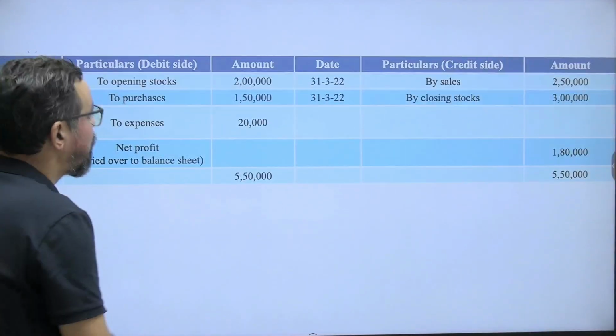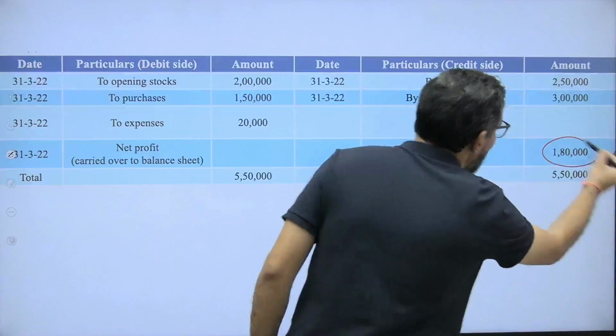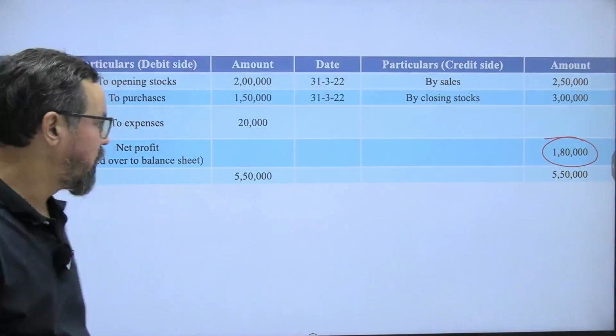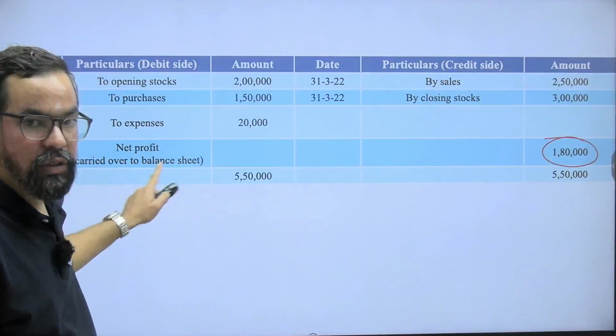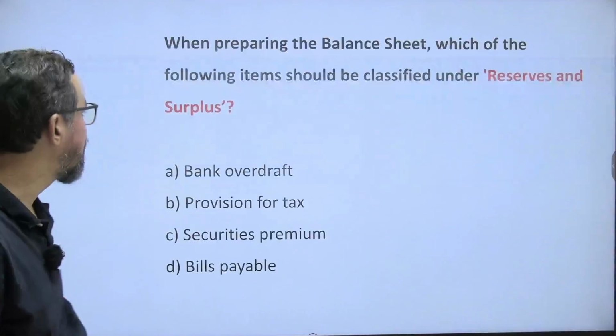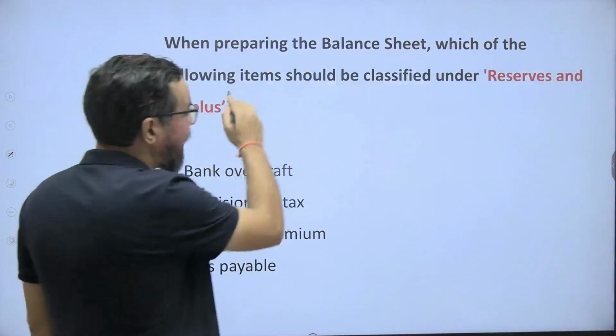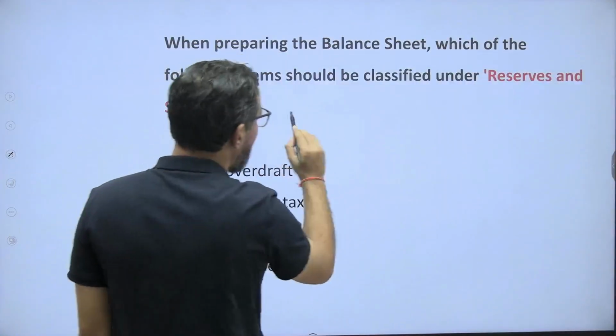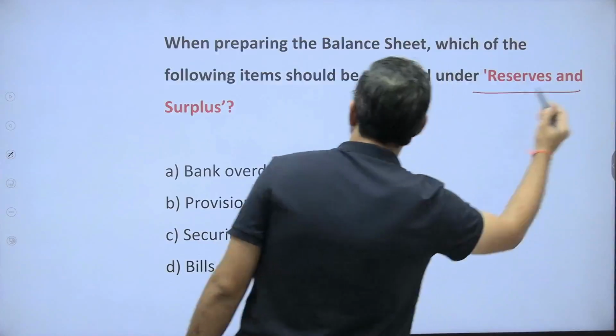Yes, 100% true. So what will be your correct answer? 1 lakh 80,000 as a profit. If it is on this side, loss; that side, profit, credit side. Next one. When preparing a balance sheet, which of the following items should be classified as reserve and surplus?